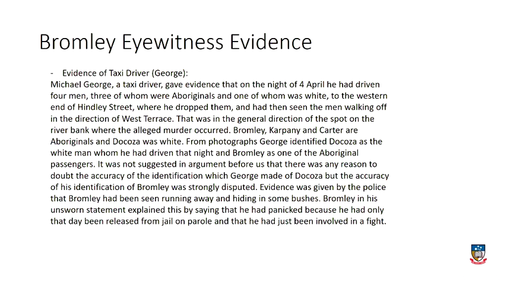So that's all you get about the identification evidence. You just know that it was a photo identification procedure that was used, not a live procedure. It was not suggested in argument before us that there was any reason to doubt the accuracy of the identification which George made of Dosa, but the accuracy of his identification of Bromley was strongly disputed. Evidence was given by the police that Bromley had been seen running away and hiding in some bushes. Bromley, in his unsworn statement, explained this by saying that he panicked because he'd only the day before been released from jail on parole and he'd just been involved in a fight.